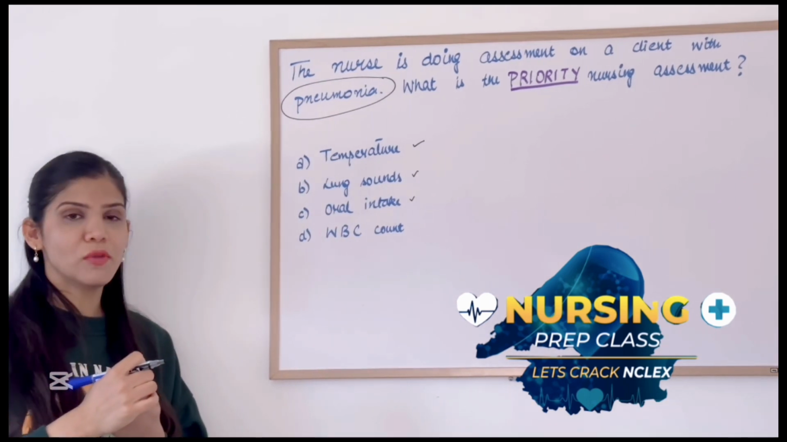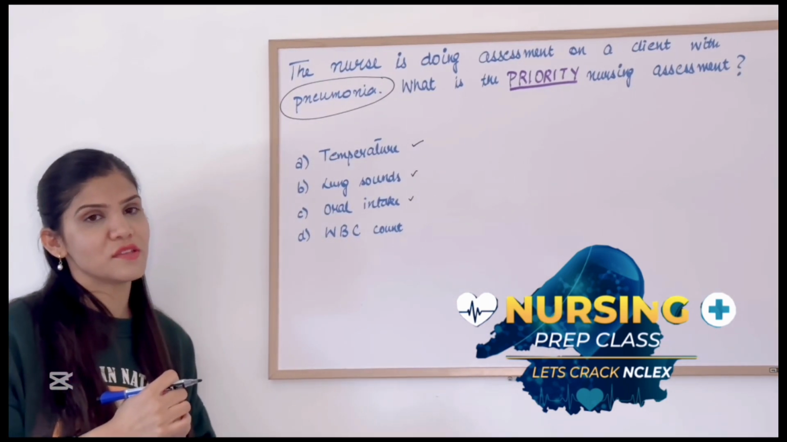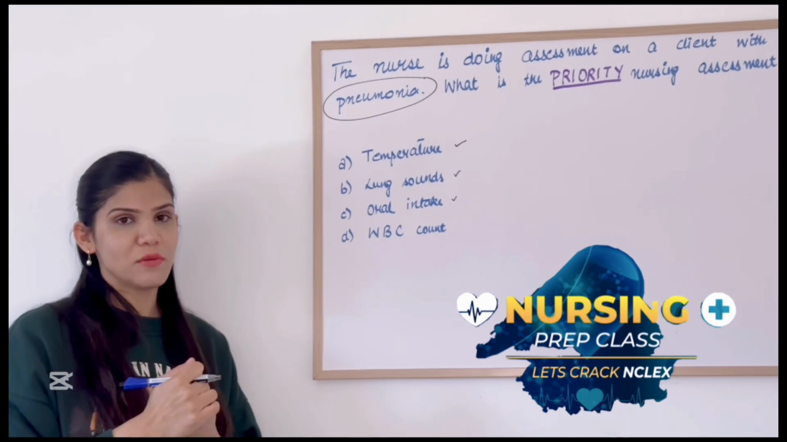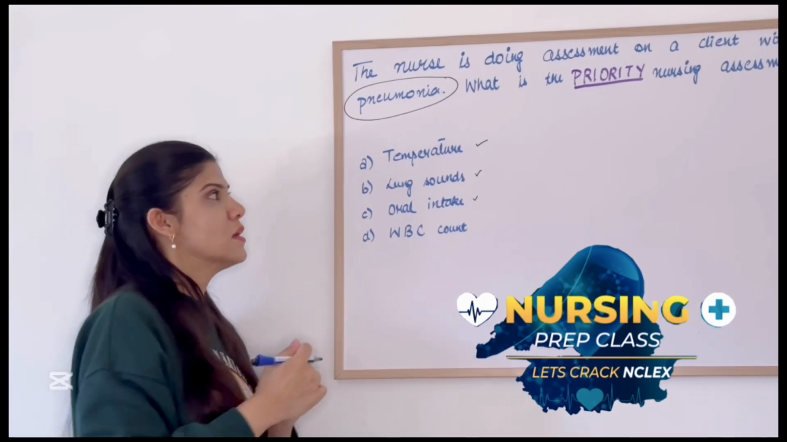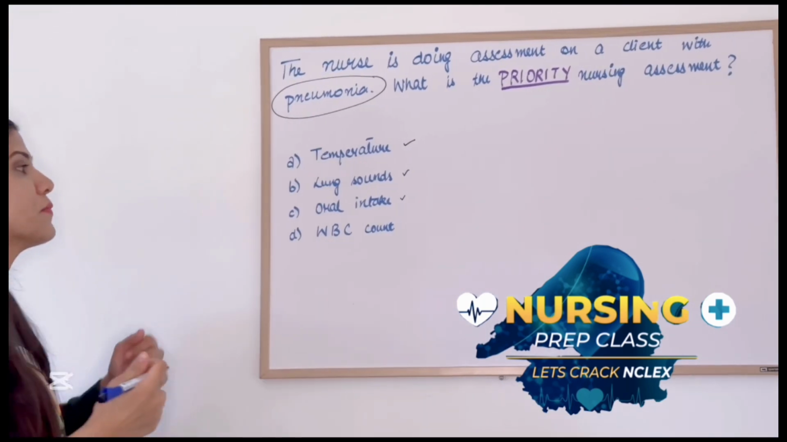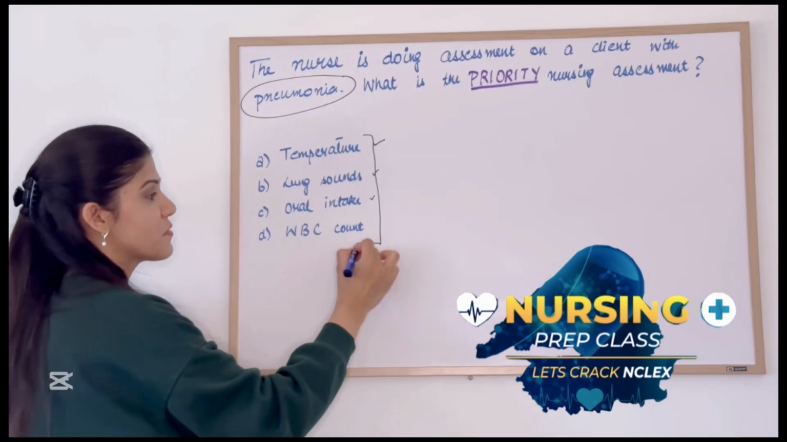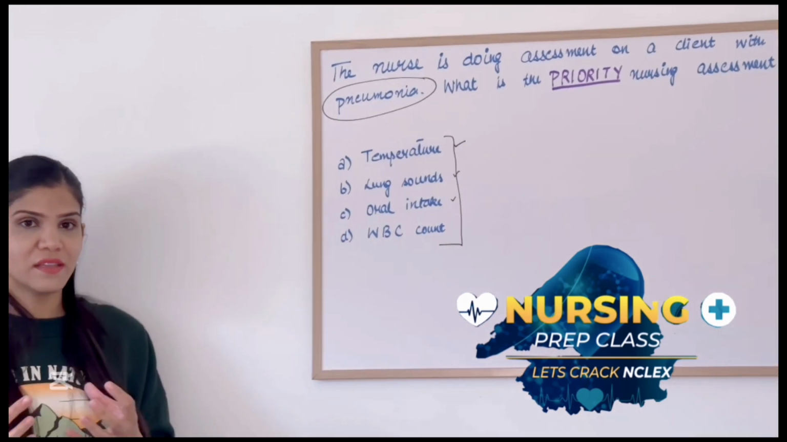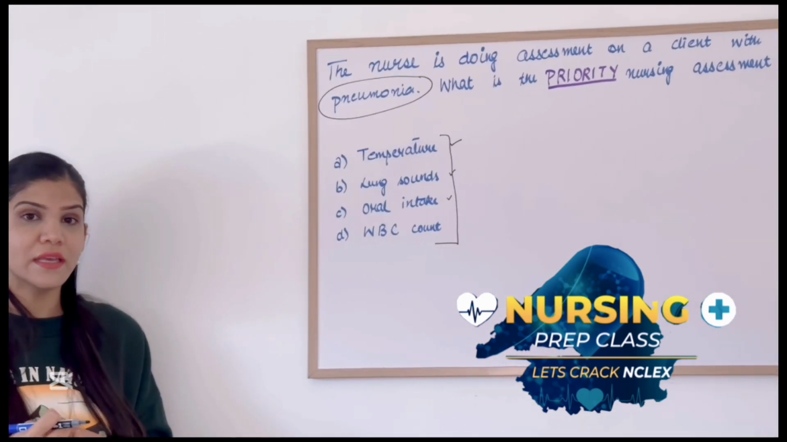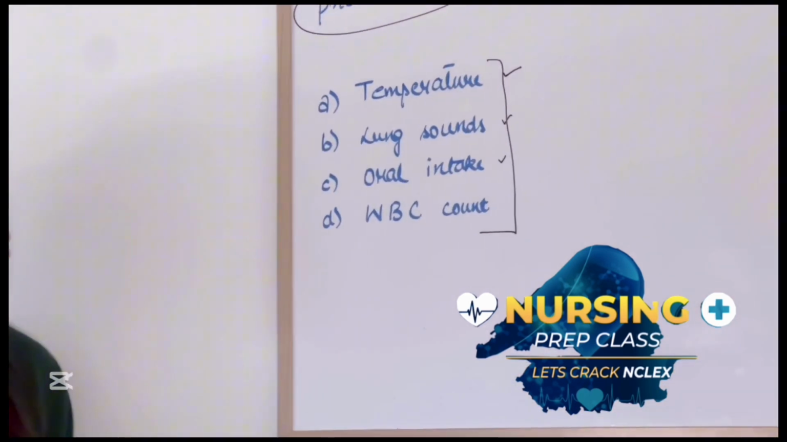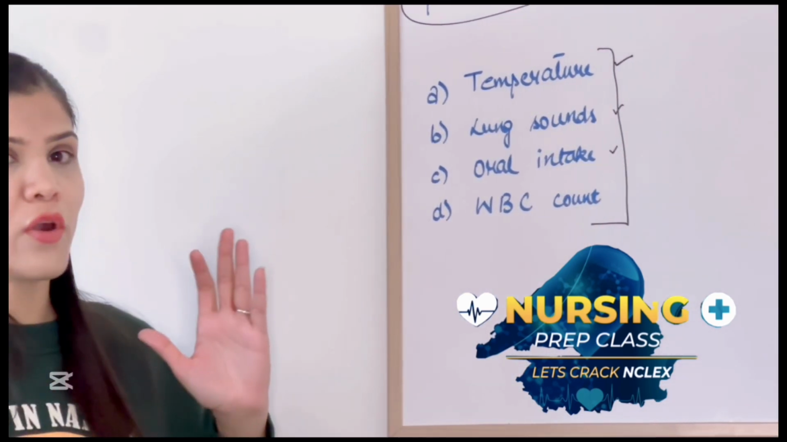And last is WBC count. Since this is a case of infection, the WBC count obviously will be increased because he's having pneumonia. Since all of these are expected findings, expected things are of low priority in nursing assessment. So what thing are we going to look for first?